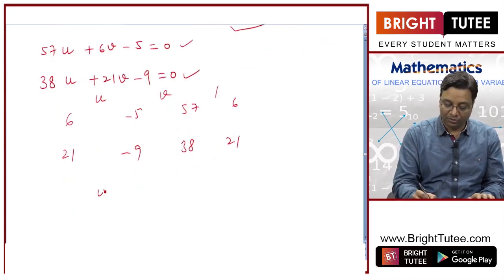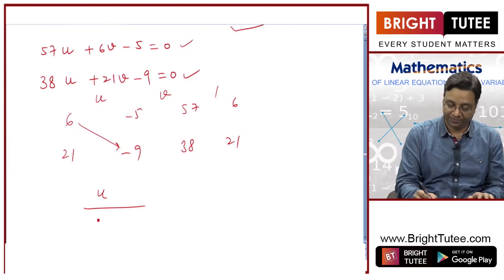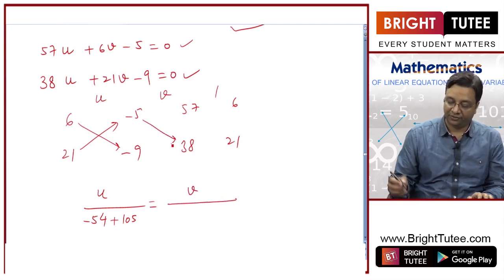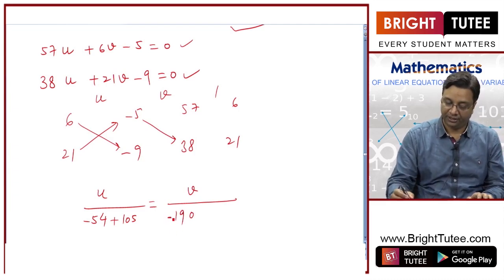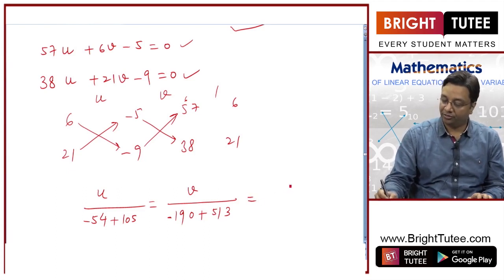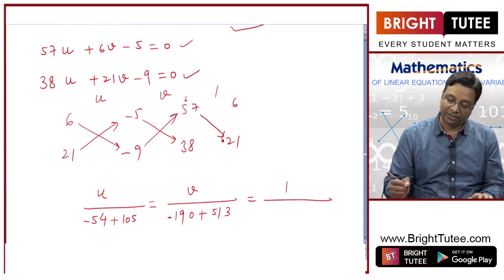So u divided by 6 into minus 9 is minus 54, and then minus of minus 105, that is plus 105. It should be equal to v divided by 38 into minus 5, 190 negative, right, minus of minus 9 into 57, that is plus 513, okay, and it should be equal to 1 divided by 57 into 21.